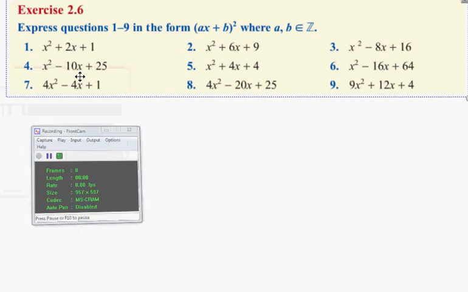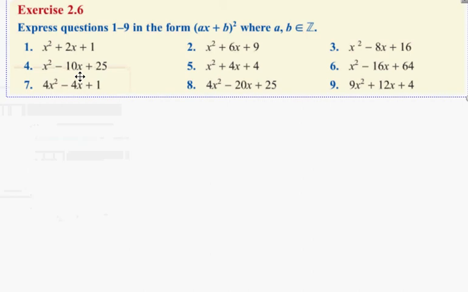So what we're going to have here is this: express questions 1 to 9 in the form (ax + b) squared, where a, b are elements of Z. Okay, let's start off with some of the easy ones.